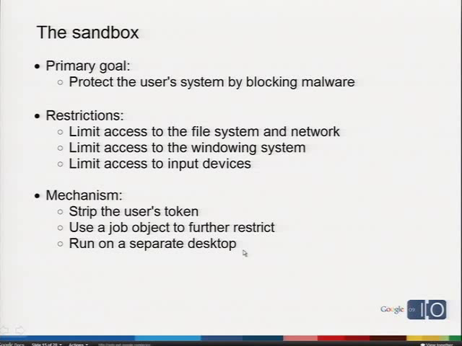As for the mechanisms to achieve this, every process has some associated user, and the user has a certain set of capabilities. Under Windows, this is represented by a user token, and we can strip all the rights off that user token, thereby denying things like system access and file system access. There are other techniques in Windows, including job objects, that can be used to further restrict the capabilities of a process, and even just running it on a separate virtual desktop. This is a great way to limit the process's ability to get access to some of the input devices.